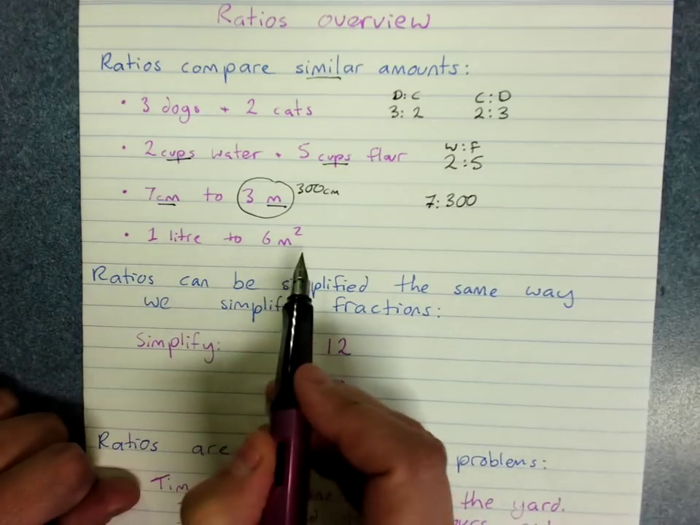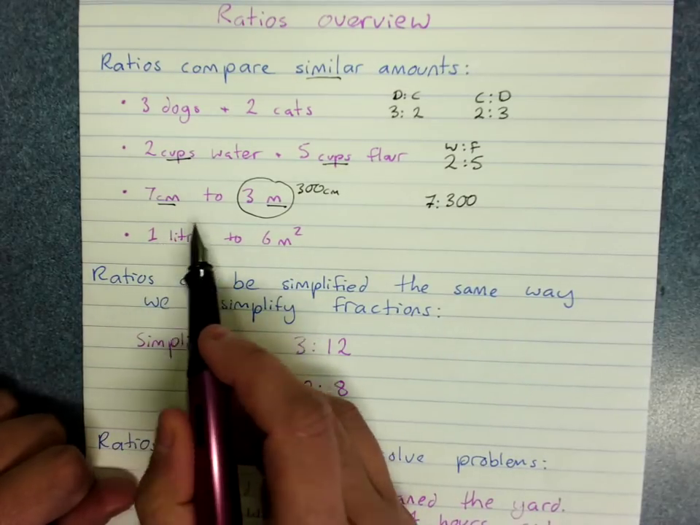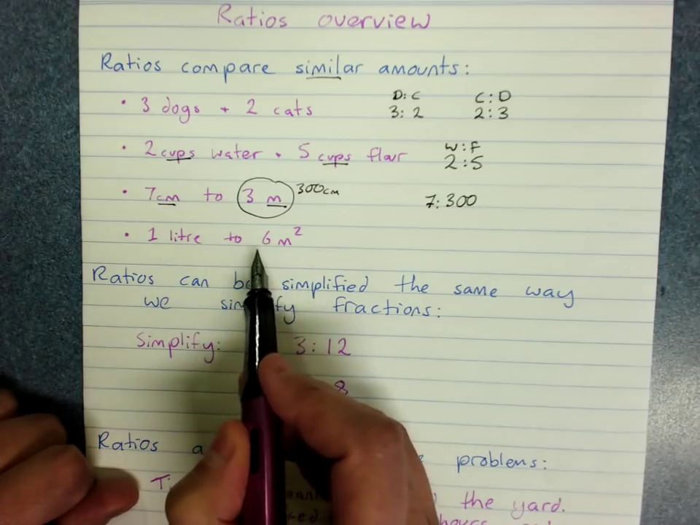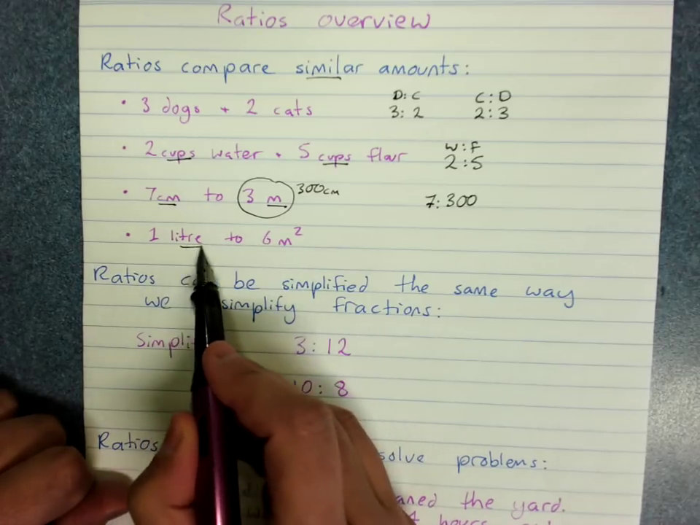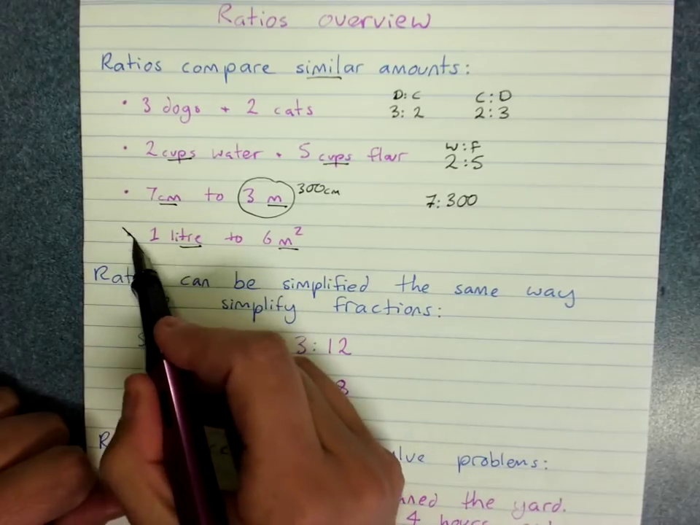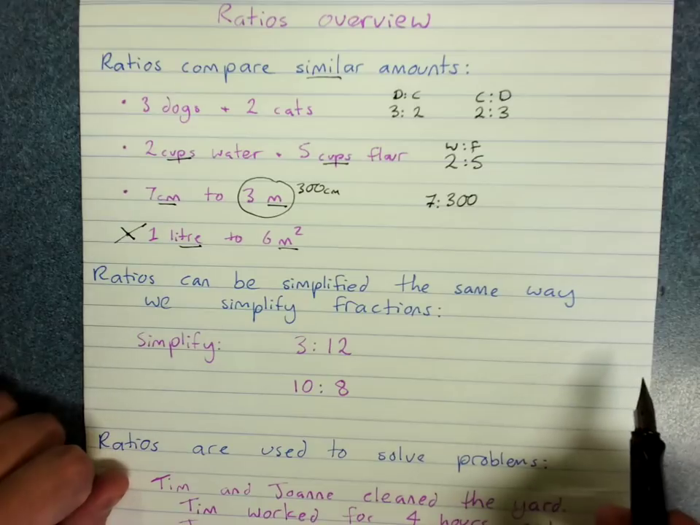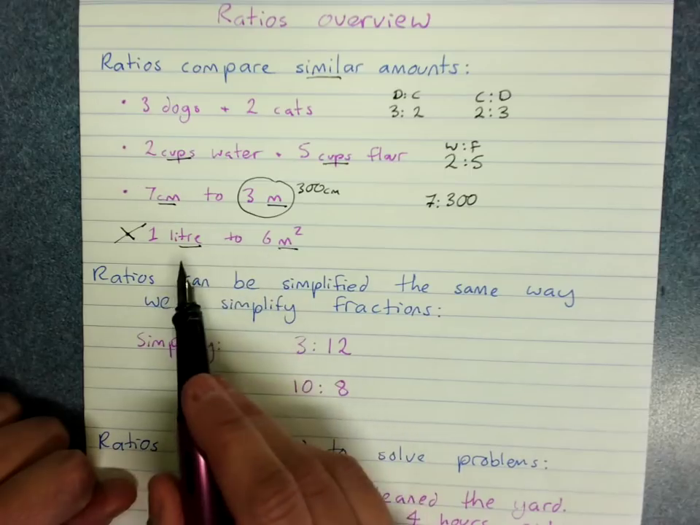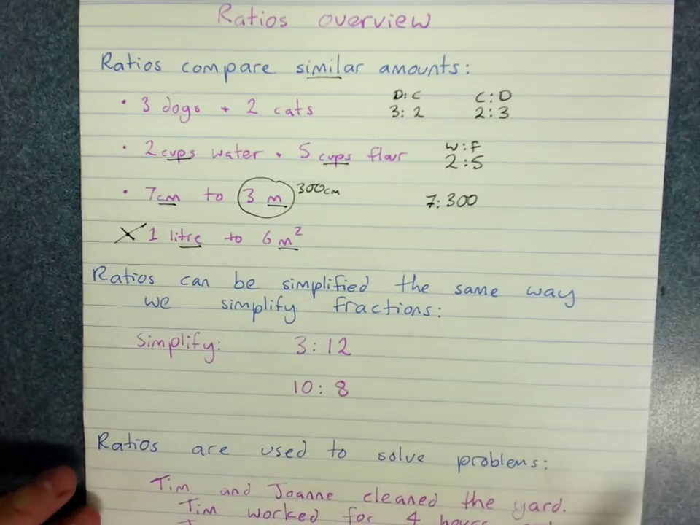Now this can't be made into a ratio. 1 litre of something and 3 square metres, 6 square metres. These are not the same thing. Litres and metres squared, whatever they are, that's not the same. I can't make a ratio out of things that aren't similar. We'll get back to what this is because I can make a rate out of this but not a ratio.